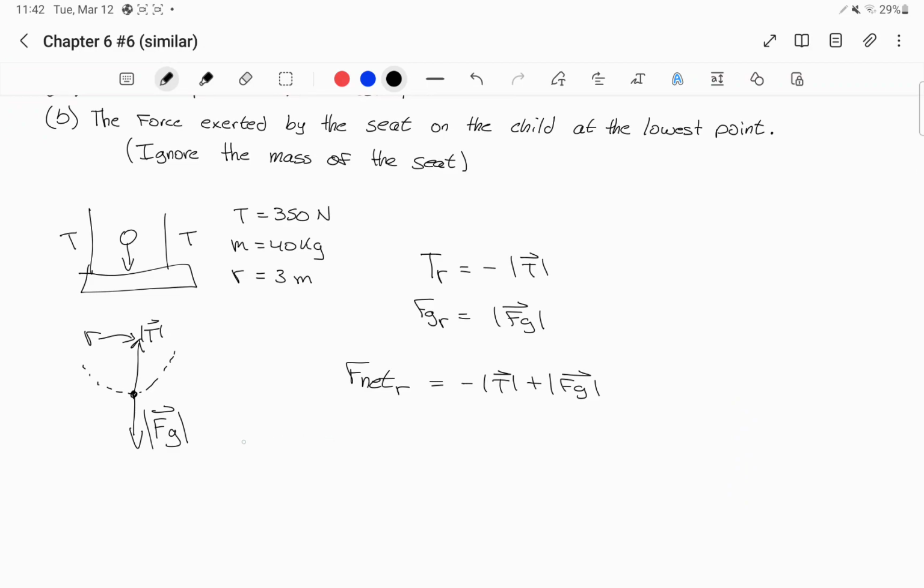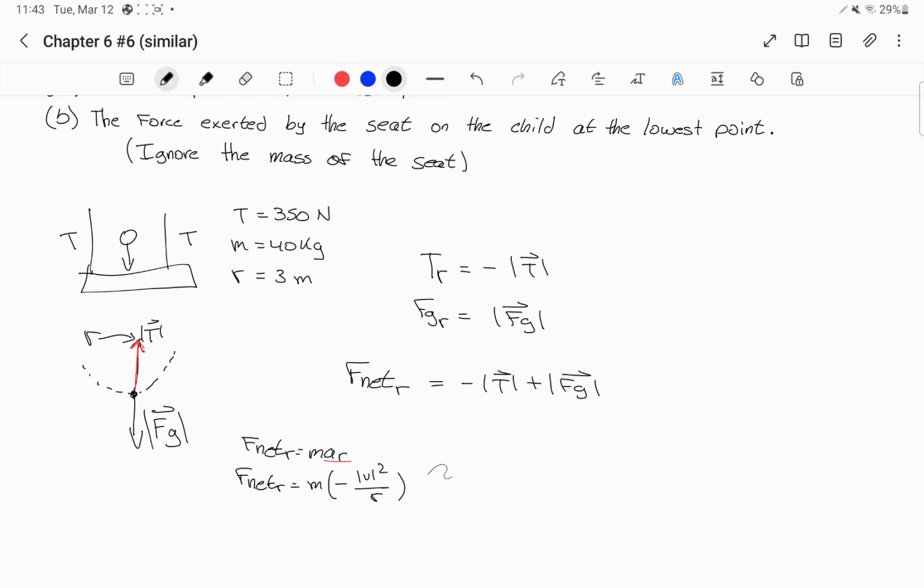Now, we know that F net R is equal to M A sub R. And if we plug in for A sub R, we have negative V squared over R. Our A sub R is our radial component going towards the center. And again, because it's going towards the center, it's in the negative direction. That's why we put a negative.